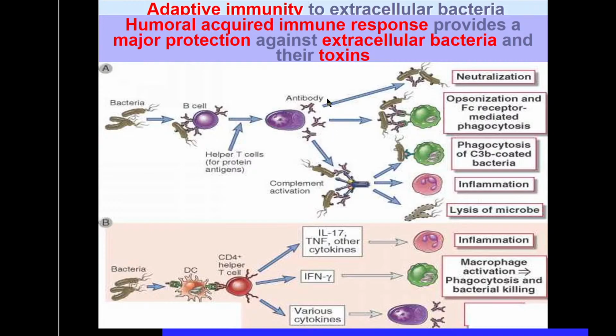Here you also see adaptive immunity to extracellular bacteria. Extracellular means bacteria that occur outside of the host cell. Not inside, but outside, in the space between host cells. What do you see here? This slide is divided into halves, upper and lower. In the upper part, you see that bacteria activate B cells that have antibody receptors specific for antigens of the bacteria.